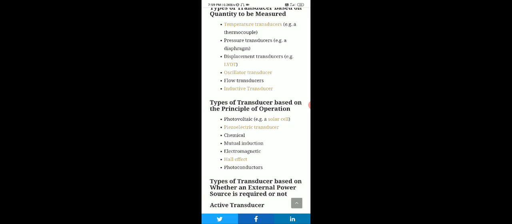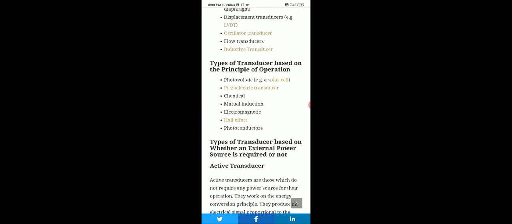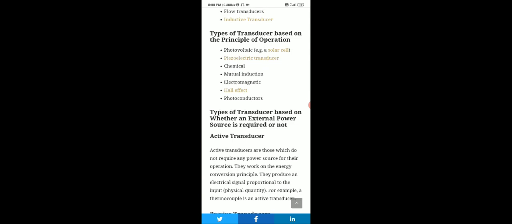Moving on to types of transducer based on the principle of operation, they are photovoltaic, and the example of a photovoltaic transducer is a solar cell. Piezoelectric transducer, chemical. Piezoelectric transducer is very, very important, so do not miss this. Please read it thoroughly. Next is chemical. Next is mutual induction, and then electromagnetic transducer, Hall effect transducer, and the photoconductors. All these transducers are classified on their principle of operation.